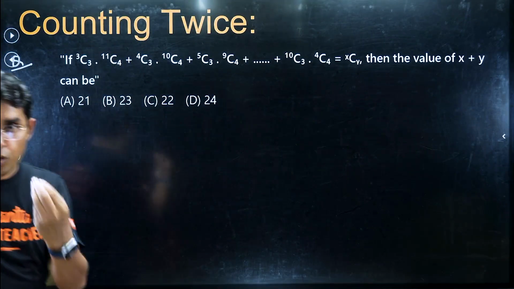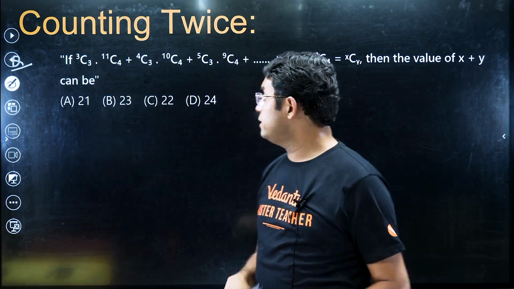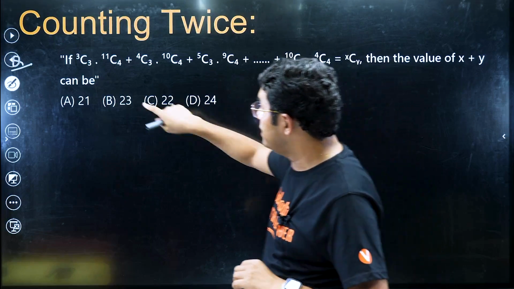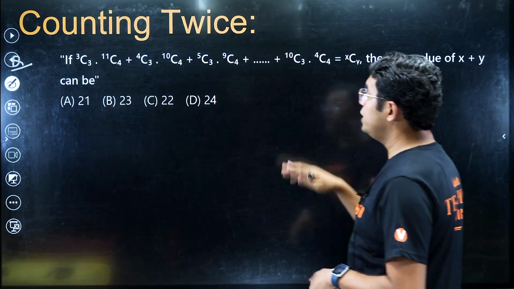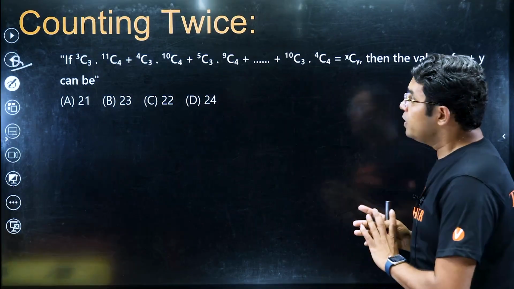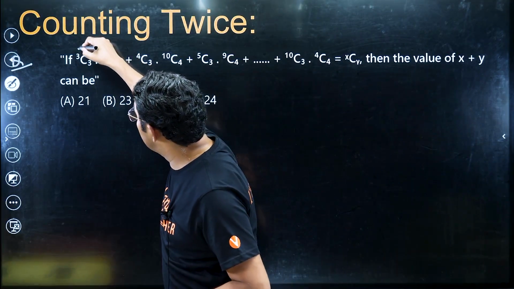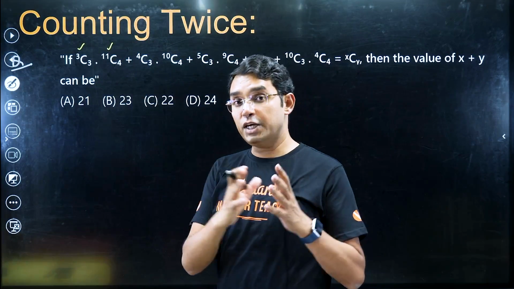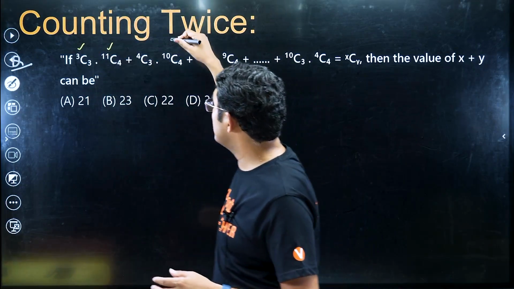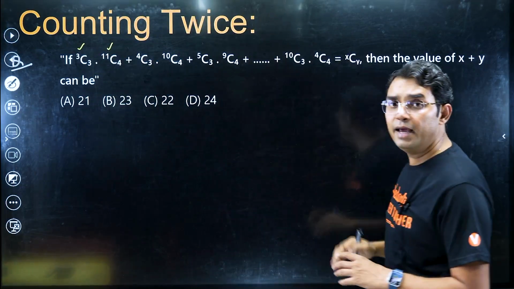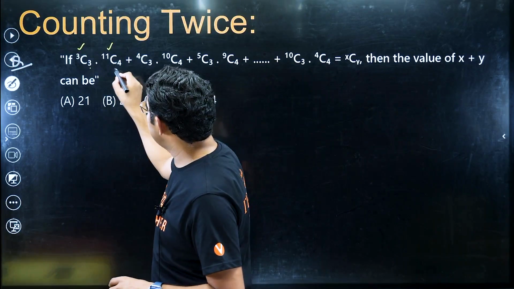I have taken a few more examples to complete this session, and one of them is this, where we are given 3C3 into 11C4 plus 4C3 into 10C4 plus 5C3 into nC4 and so on till this. Now here, the numbers in the superscripts are changing, but they change so that their sums are the same: 3 plus 11 is 14, 4 plus 10 is 14, and so on till the end. Whereas the numbers here are the same.